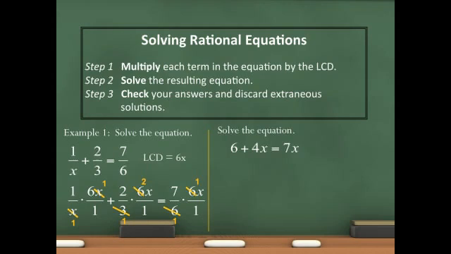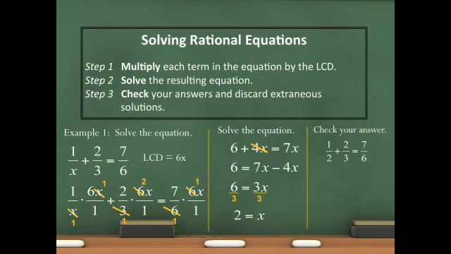Solve the equation by combining the x terms on the right side of the equation. Moving the 4x to the right side gives 6 equals 7x minus 4x. 7x minus 4x equals 3x. Divide each side of the equation by 3, and x equals 2. This is a possible solution to the equation. It must be checked to see if it satisfies the equation.